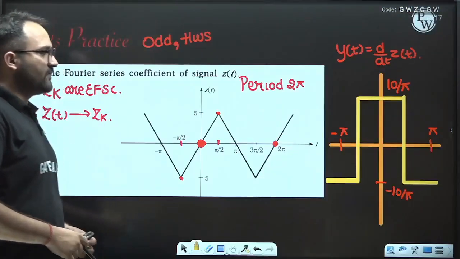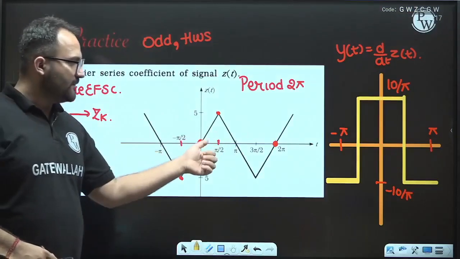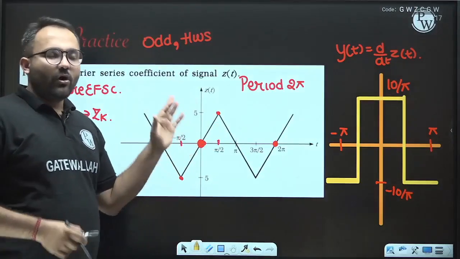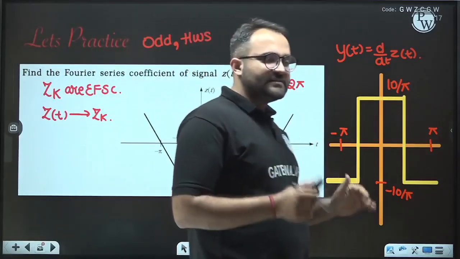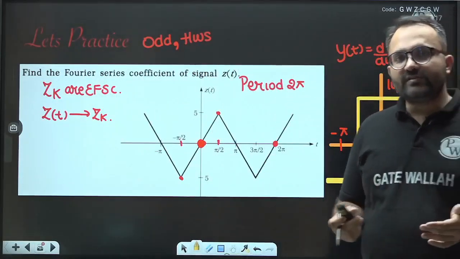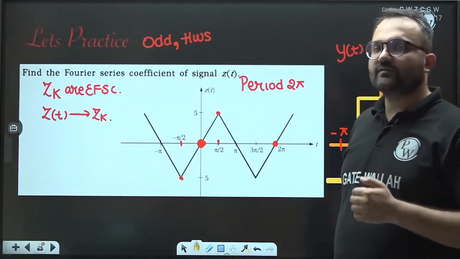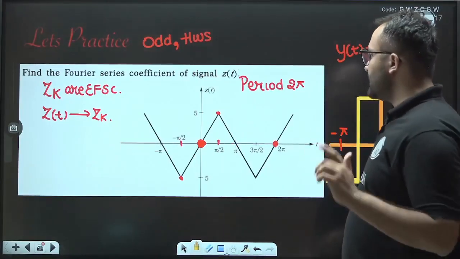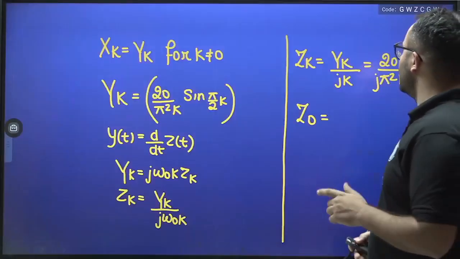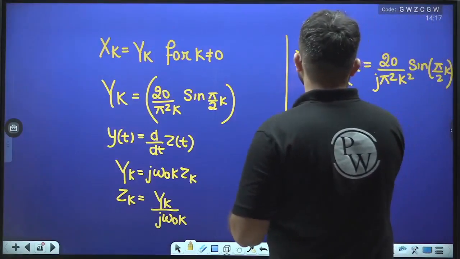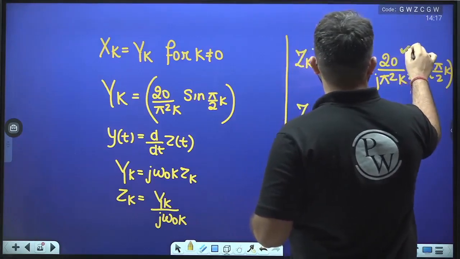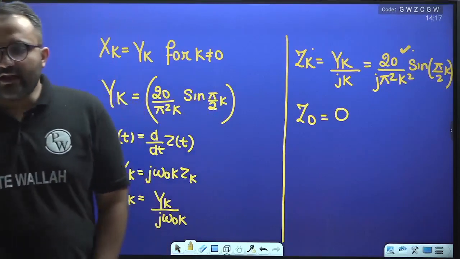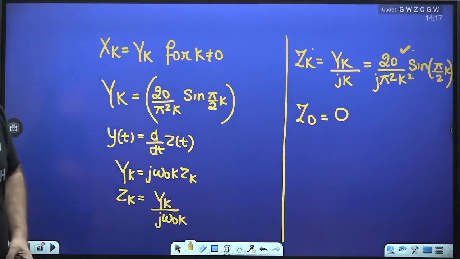From the figure we can find out the area over a period 0 to 2 pi, we can see the area is 0. So Z0 is 0. Always find out Z0, or any exponential Fourier series coefficient at k equal to 0, from the figure itself, that is area over a period divided by time period. So Z0 is equal to 0 and Zk is equal to this. This is the method to find out the Fourier series coefficient of the triangular pulses.